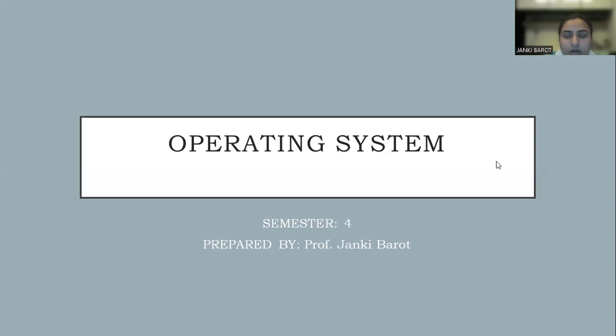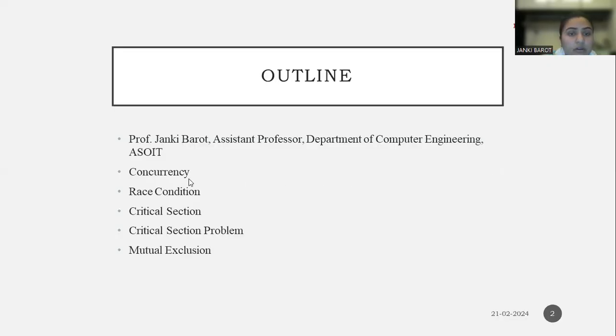Today I'm going to explain the concurrency concept of operating systems. First of all, we'll discuss today's agenda, what we are going to discuss in this lecture. These are the terms we are going to explain today: concurrency, then race condition, then what is critical section and critical section problem, and at last we'll see what is mutual exclusion. So let us start with concurrency.